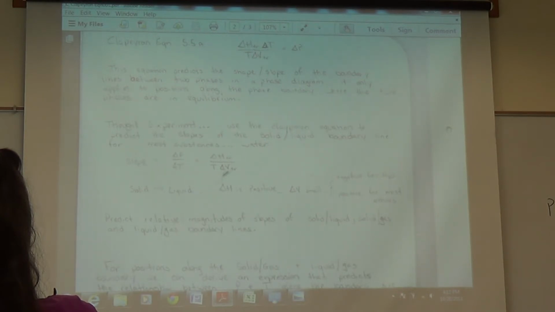In general, if we're talking about fusion, so we're talking about solid going to liquid. What's delta H of fusion going to be? Positive. On this graph, the axes are pressure and temperature.